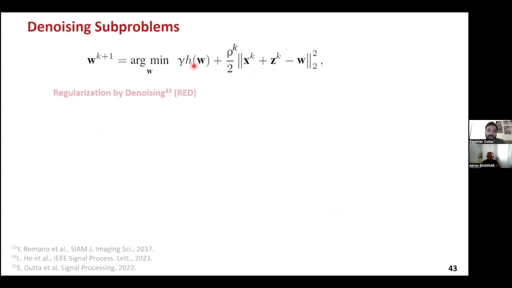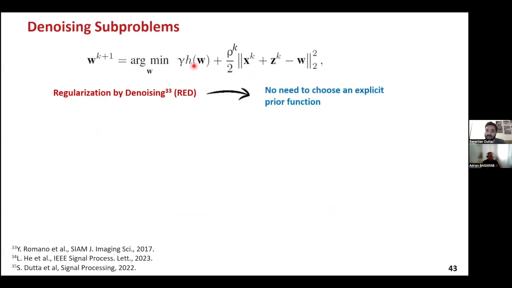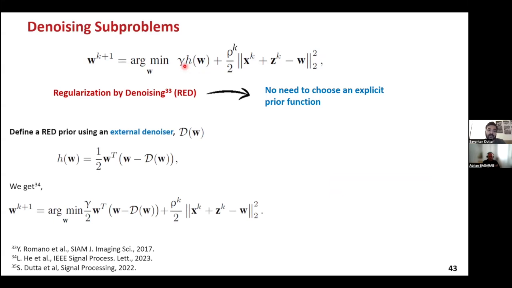Now, very recently, a new idea called regularization by denoising was proposed, where we do not need to choose any explicit prior function. Instead of that, we can define an external prior function by using an external denoiser D. That is a state-of-the-art denoiser like BM3D or any wavelet denoising, any denoiser. We can use it to define a prior, and then we can solve this denoising subproblem using this external denoiser.